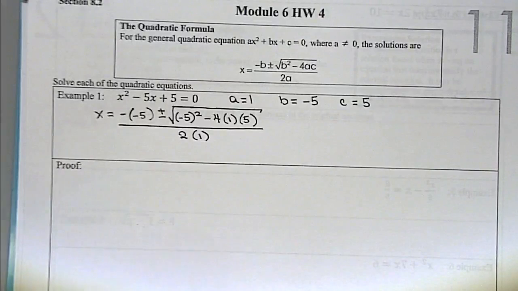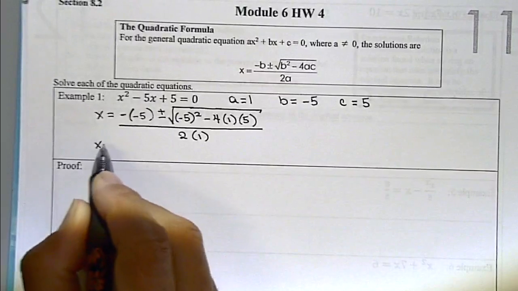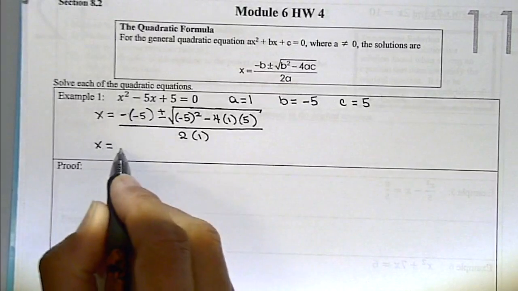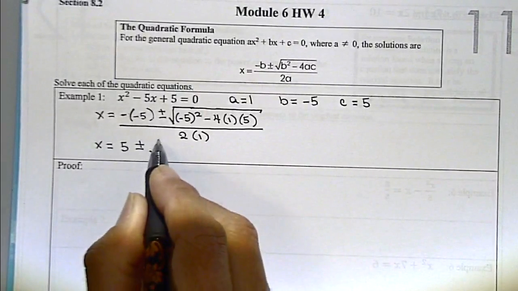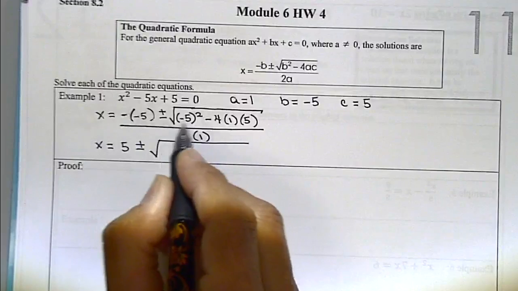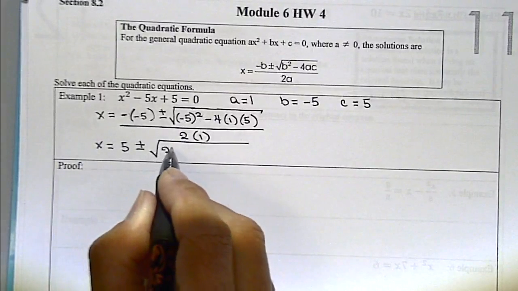So now let's start to simplify this thing a little bit. I didn't leave you enough room to write, and I apologize. We're just going to kind of make do here. This is negative negative 5, which is a positive 5, plus or minus, and then when I've got the square root of negative 5 squared, that is negative 5 times negative 5, or positive 25.